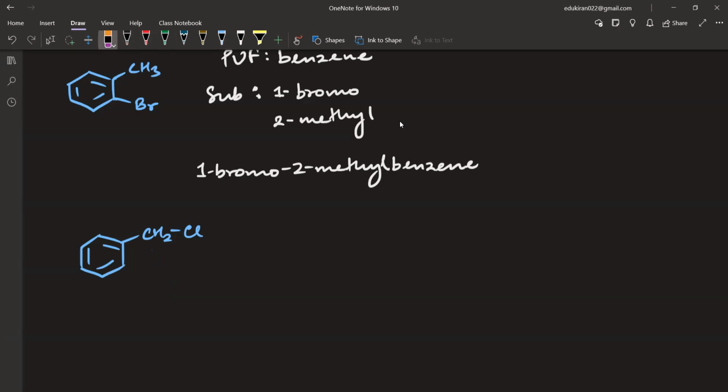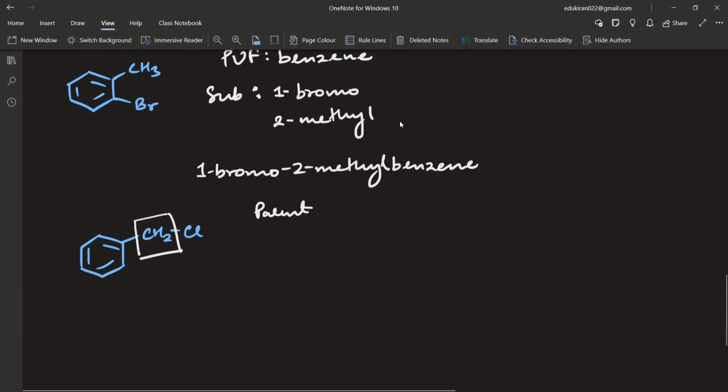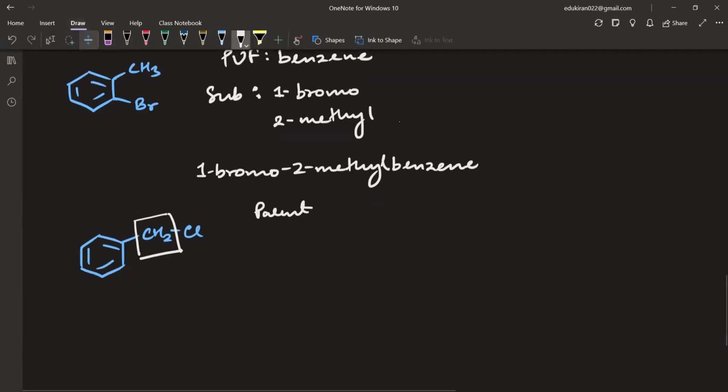How are we going to name this? So we will name it in this manner. We have only one CH2 group. That means we have one group here and there are two substituents. Okay. So for this, the parent will be, it is not aryl halide. Let us not start with parent. Rather, we will start with functional group.